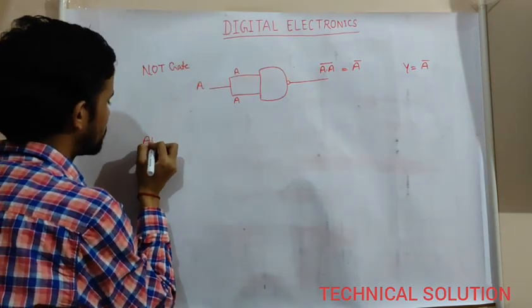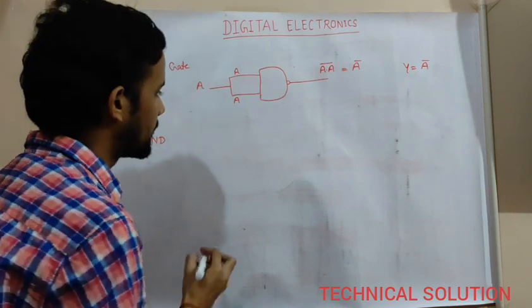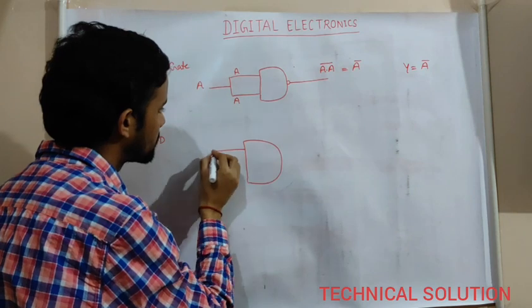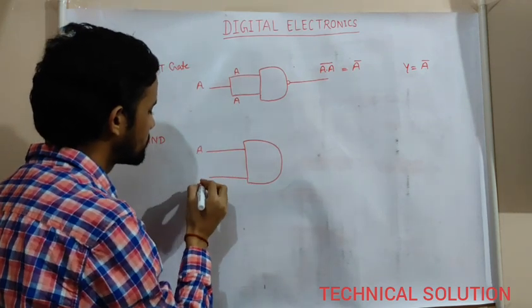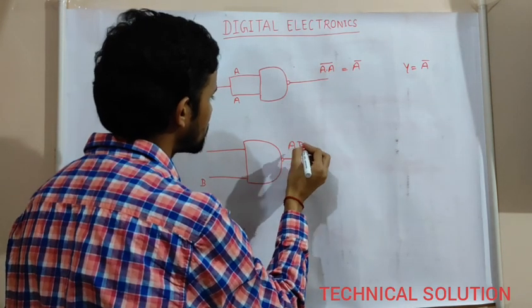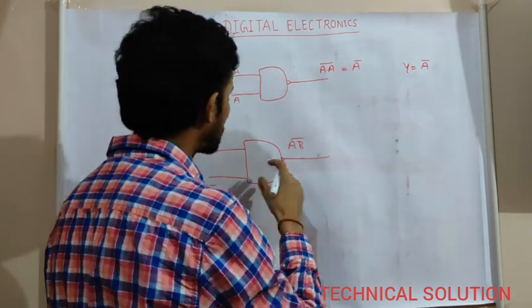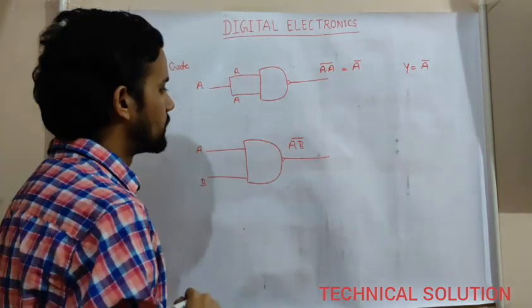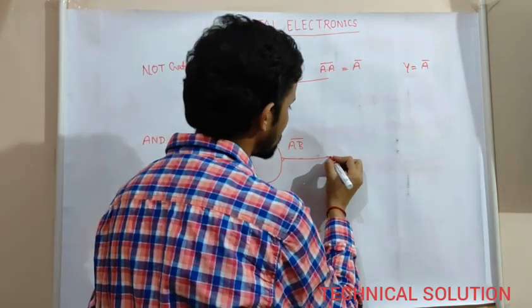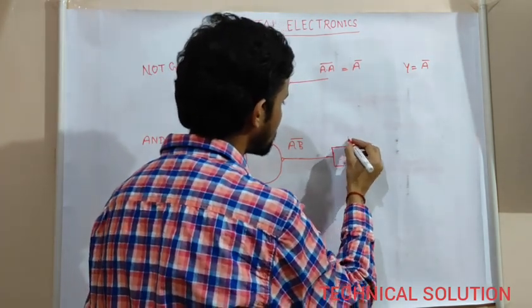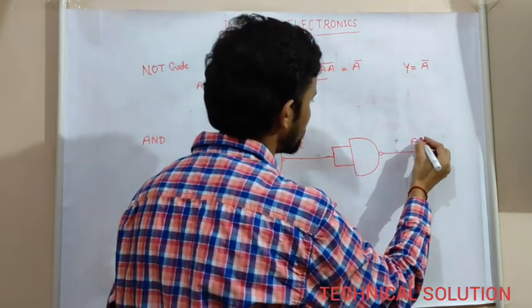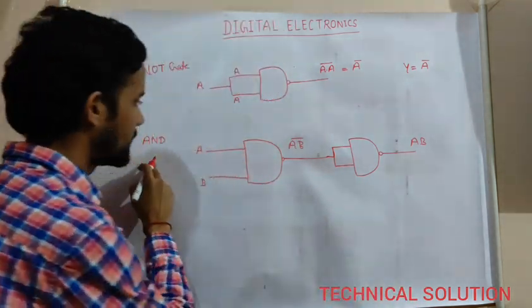Design AND gate. For AND gate, we have a cascade of 2 NAND gates in this manner. This is AB, and this output becomes the complement of AB. To obtain the AND gate, the output should be AB, so we apply another NAND gate. We get AB. This is the AND gate.